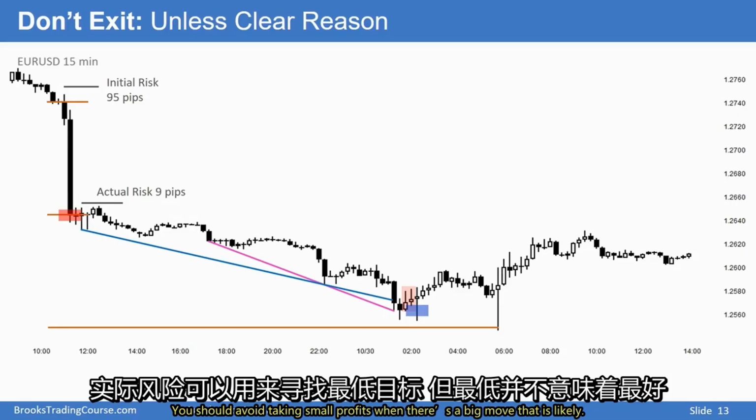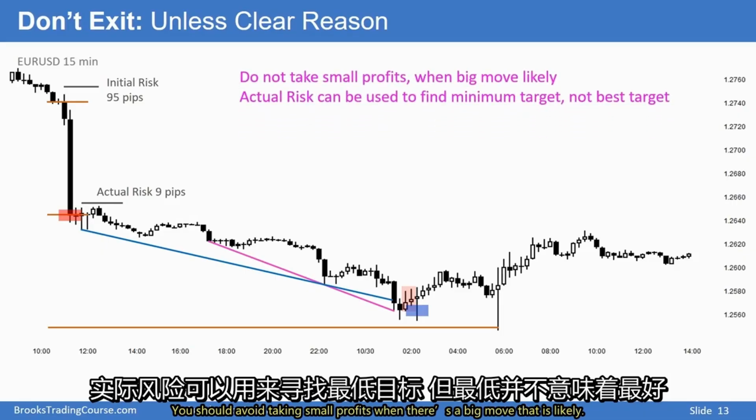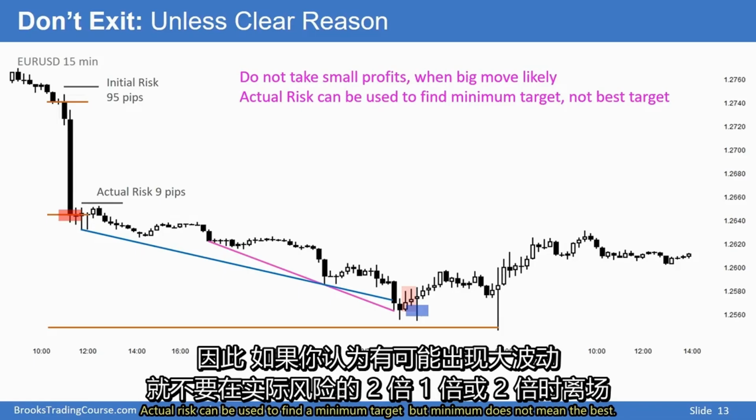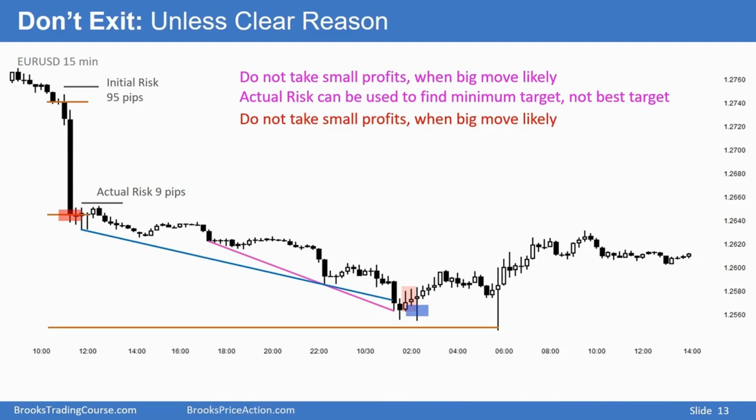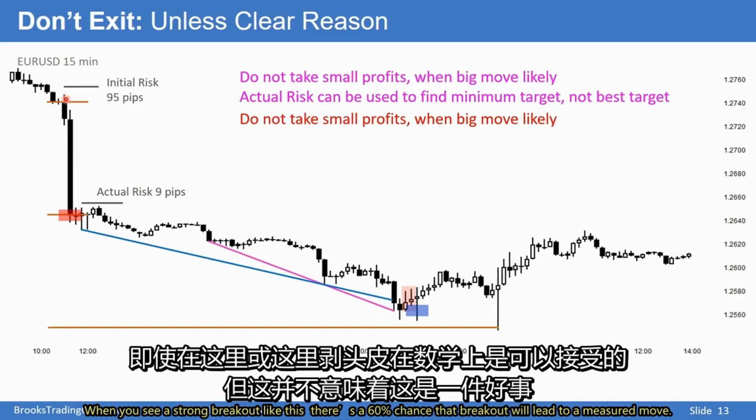You should avoid taking small profits when there's a big move that is likely. Actual risk can be used to find a minimum target, but minimum does not mean the best. So if you think there's a probability of a big move, don't exit at 1 or 2 times actual risk. When you see a strong breakout like this, there's a 60% chance that breakout will lead to a measured move.